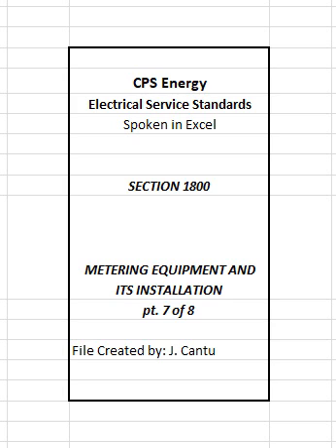1808 Adding meters at existing service installations. Additional meters to be installed at existing service installations must be grouped and have their service entrance conductors connected in the same manner as required for new installations.